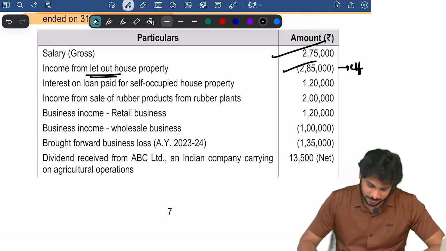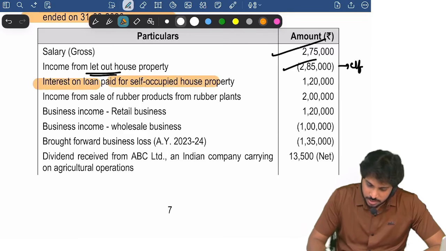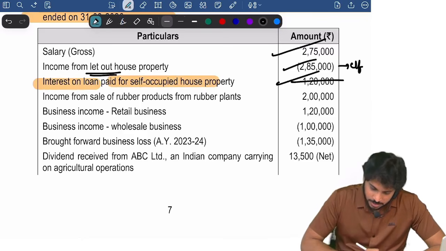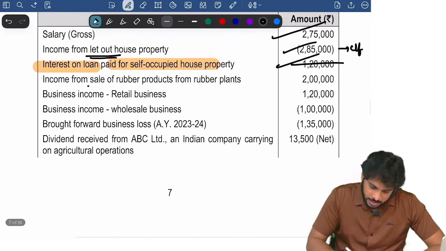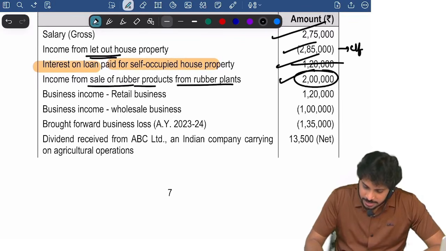Okay. Next. Interest on loan for self-occupied property, we should ignore it. Default tax regime, right? Income from sale of rubber product from rubber plants. Yes, taxable 40% only.